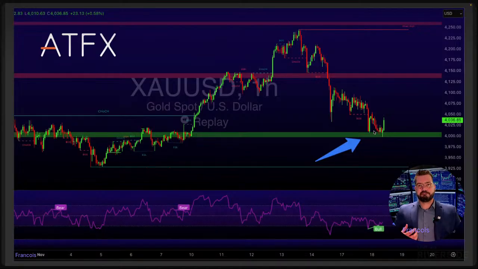So as stated, just to reiterate the point, divergence commonly happens, for instance, when price makes new higher highs, but the RSI makes a lower high, which is known as a bearish divergence. Or when price makes new lower lows, but the RSI is making a higher low, like what we can see here on the chart at the moment, which is known as a bullish divergence.